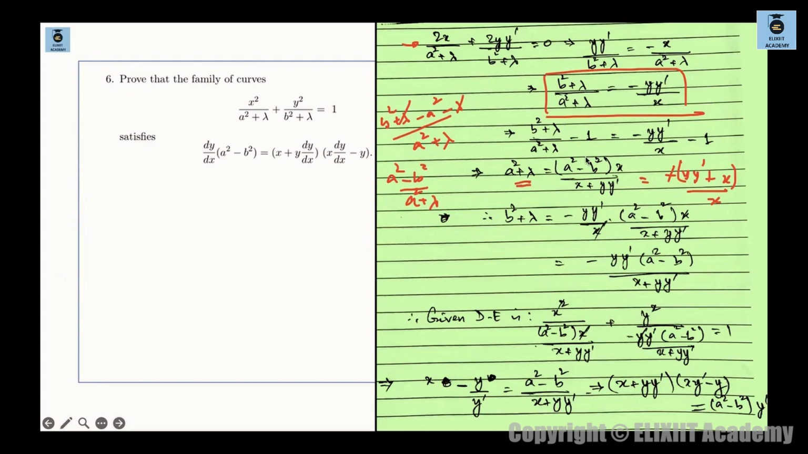Once we have found the value of a square plus lambda, we can also find the value of b square plus lambda from here. We can find the value of b square plus lambda as minus y dash divided by x, into a square minus b square, into the value of a square plus lambda. Once you cross multiply, this quantity times a square plus lambda.